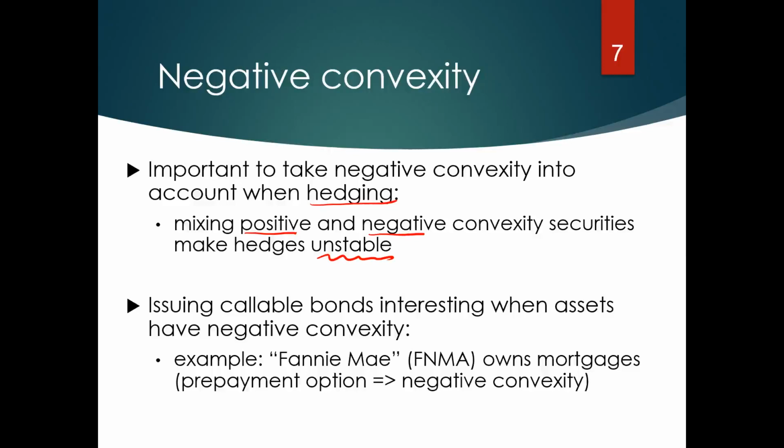An example would be Fannie Mae, which owns mortgages. If you own a mortgage, your mortgage has this prepayment option, and this prepayment option generates negative convexity. For example, it's a fact that in Mexico, mortgages are paid in about 7 years. That means mortgages that should last for 15 years, 20 years, and so on, people pay them really fast. Why? Because of this prepayment option. So that means that a bank is subject to this negative convexity. So if you decide to hedge your portfolio, you better do it with an asset that also has negative convexity to make your hedge stable.